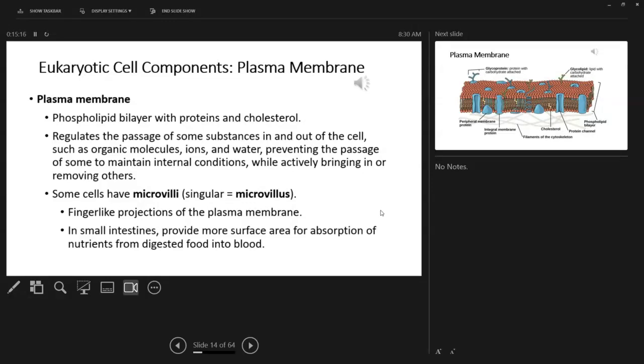These are only in a few places in a human body, but we have them in our small intestine. So if we take a cross section of your small intestine, which is a tube with food being digested, and it's made up of cells. This food is being digested into molecules that are then absorbed through the wall of the intestine into blood vessels.